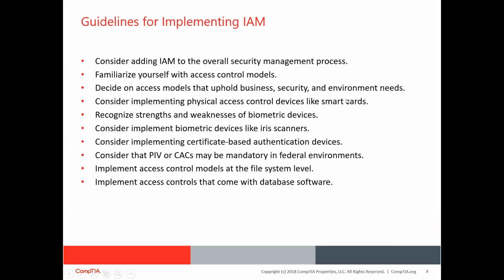Okay. Now, there are some guidelines for the recap for implementing Identity and Access Management, or IAM. Consider adding Identity and Access Management to the overall security management process, and make yourself familiar with the different types of access control, from MAC, DAC, RBAC, and so on. You can decide the model depending on your business and environment. You can also implement physical access control devices that provide authentication to your personnel, for example, smart cards.